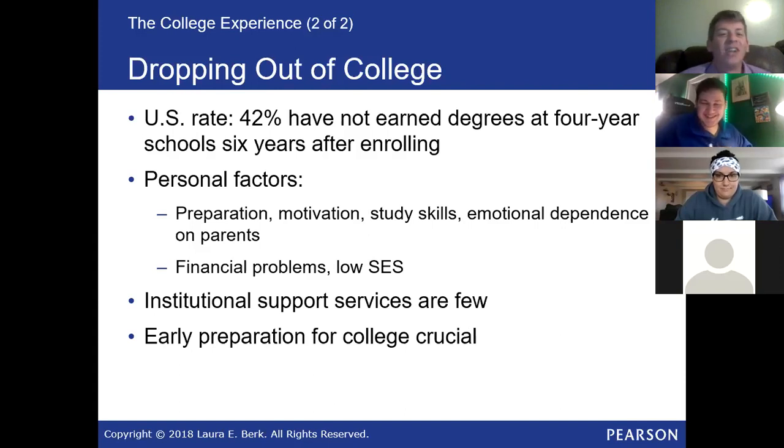It's recorded. Okay. The U.S. rate for dropping out of college, 42%. 42% don't graduate from a 4-year institution 6 years after enrolling. There are some personal factors that come into play. They're underprepared. They have no motivation. They lack study skills. They're emotionally dependent on their parents. There's also financial problems, right? Especially this is difficult with low socioeconomic status students. We need to provide institutional support services, and we have to provide early preparation for college.